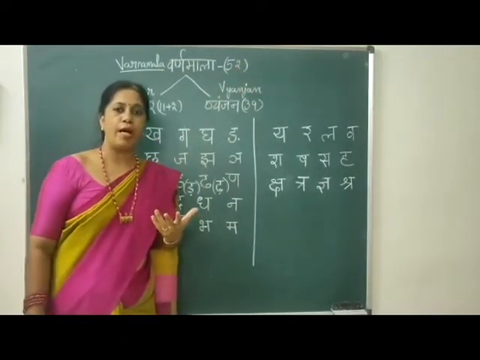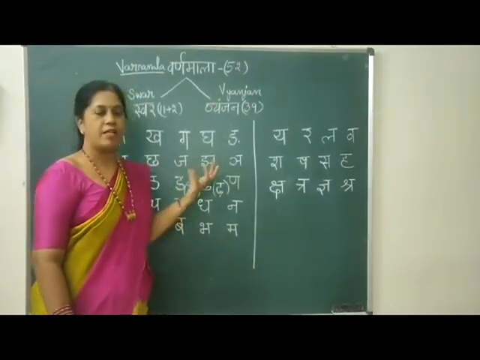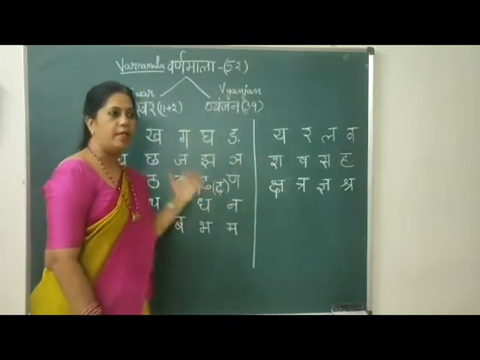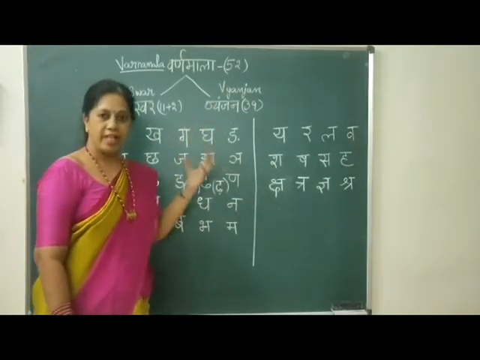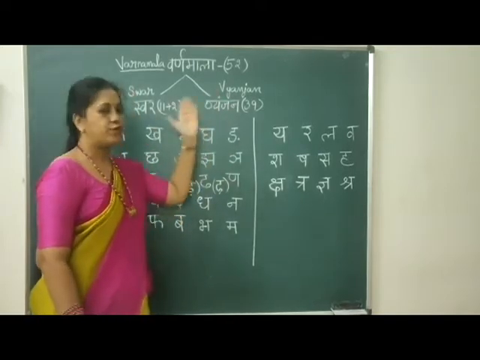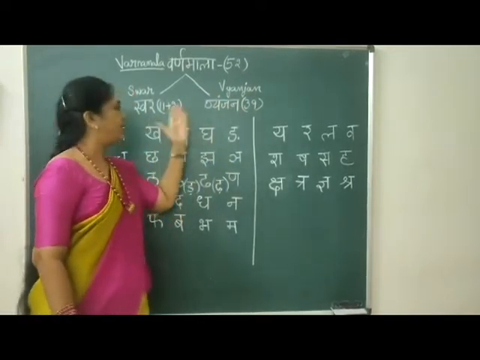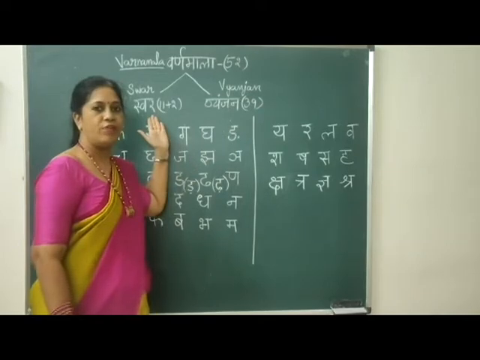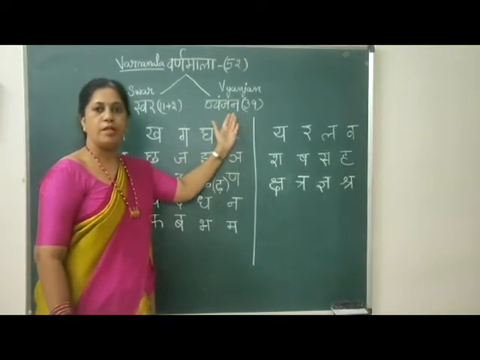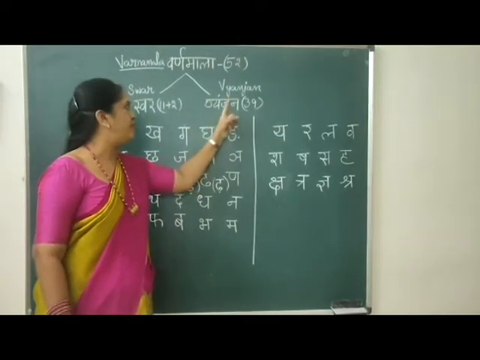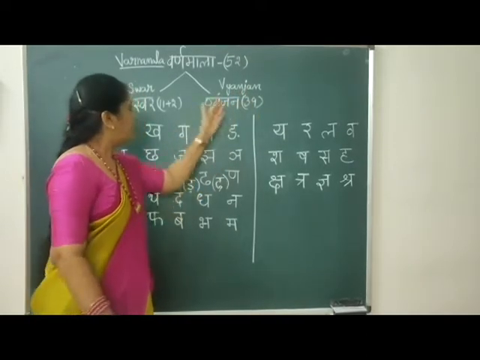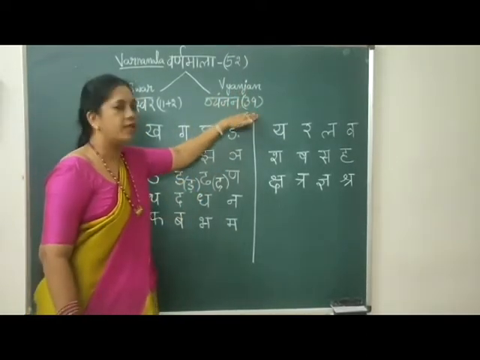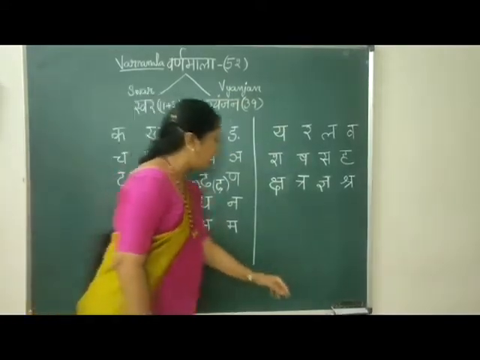If anyone asks you what Varnamala is, you can say Varnamala are the Hindi alphabets, Hindi letters written in Devanagari script. And you have two divisions. One is Swar, the other is Vyanjan. Swar we have already finished. Now we will go with the Vyanjan. It is called Vyanjan, V-Y-A-N-J-A-N. Now we will be discussing the 39 Vyanjan that I have written here.